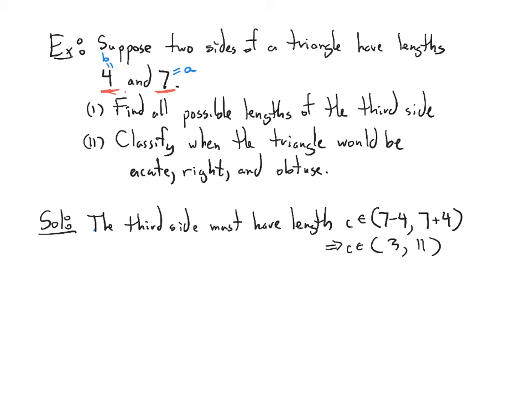So if I was to draw this on the number line, here's 3, here's 11. The length of C, the other side that we don't have, has to be somewhere between them. And just to be clear, I'm going to do 7 in red and 4 in blue, kind of just like last time. So the situation where it's close to 3 looks like this.